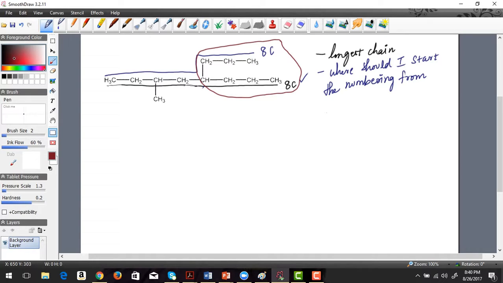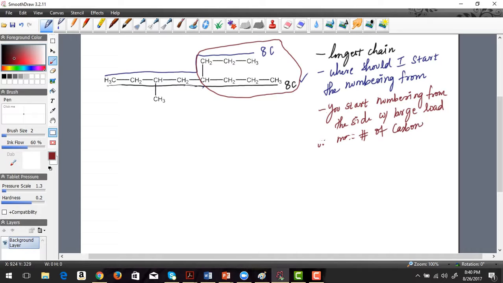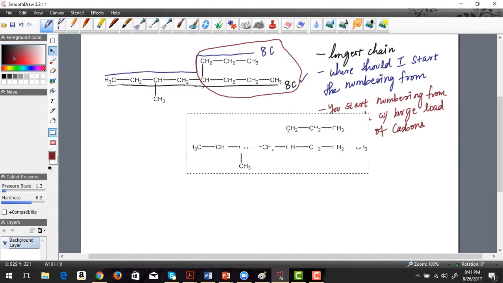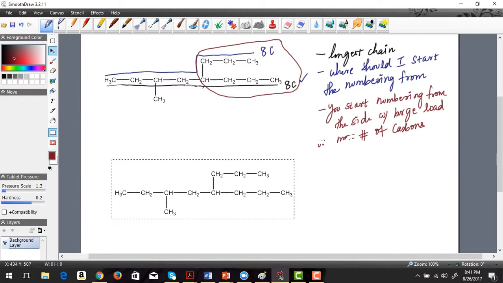Which leaves us with this: you start numbering from the side that's pretty heavy, from the side with large load. I'm just going to call it large load, and you can treat it as more carbons, more number of carbons. With that thought in mind, let's bring back our image again so we can actually number it.